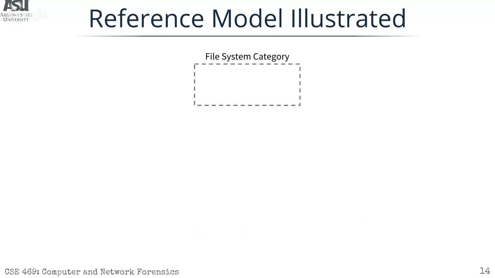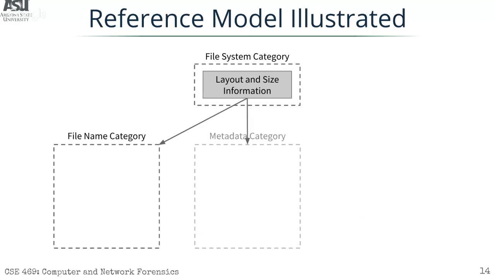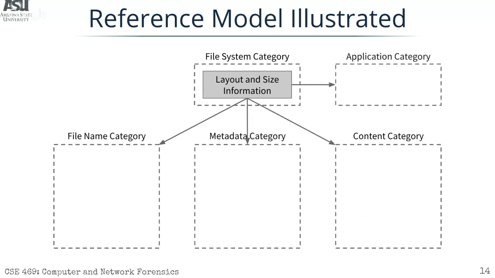So we start with the file system category that has the layout and the size information. That is what tells us where we can find information of the other categories, right? Now, as we talked about, the application category, that's the journal. Since that's non-critical, we're going to de-emphasize that for this conversation, but we're going to go into all the rest of these categories.